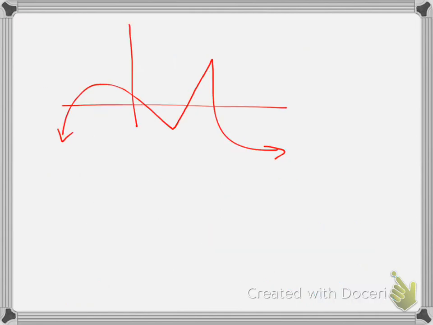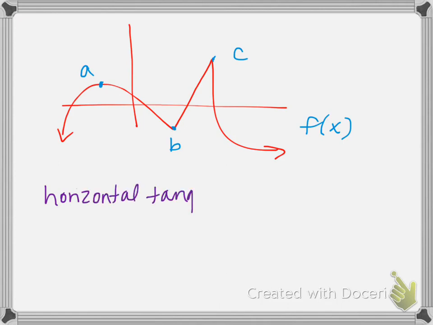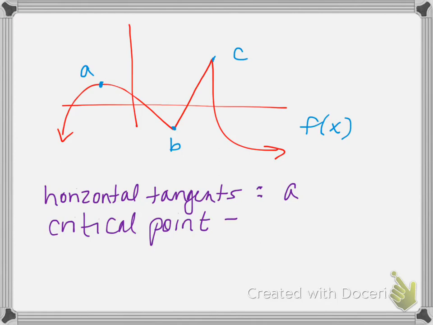So let's look at this graph, and we'll label some points here. This is A, B, C, and this is f of x. So first, if I wanted to find the horizontal tangents, or where the horizontal tangent lines would be located, they would be located anywhere where the derivative is 0. So only A is a place where the tangent line would be horizontal. The critical points are any place where the derivative is 0 or undefined. So A, B, and C all have places where the derivative is undefined.